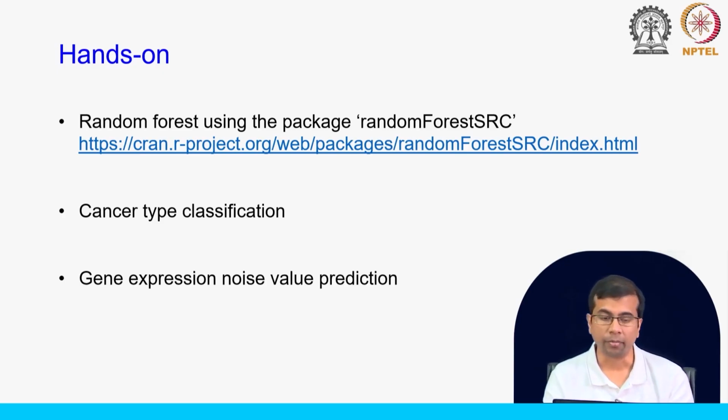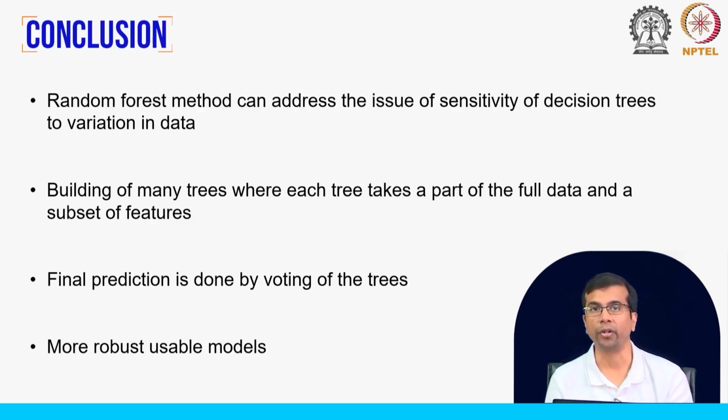To summarize what we have discussed, the random forest method can address the issue of the sensitivity of decision trees to variation in data, and this is addressed by building many trees. In our examples you have seen the model building 500 trees, where each tree takes a part of the data, not the full data. So it builds trees that differ, taking the variation in the data into account and using a subset of features.